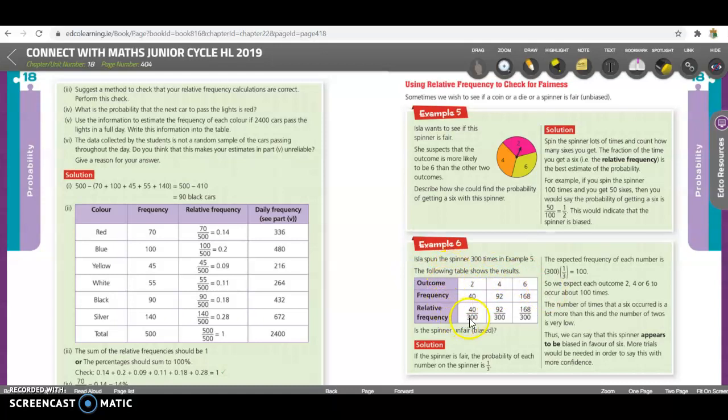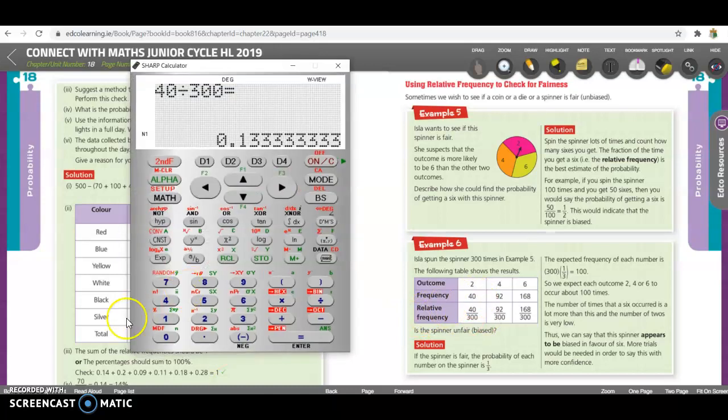Or when we did the relative frequency, we would expect each relative frequency to be about 0.33. Whereas if I do 40 over 300, it's 0.1333. So it's well below the probability I would expect when I actually do the relative frequency calculation, when I actually spin it. Again, I would expect 0.33 on the sixes, but what do I get?